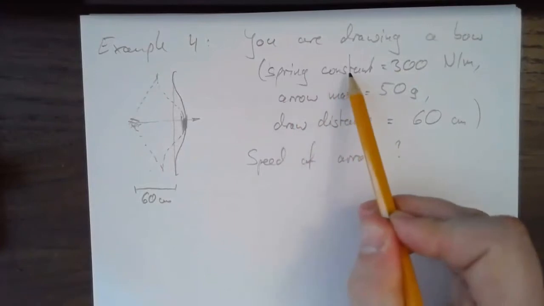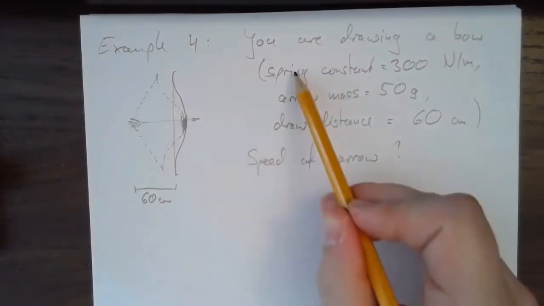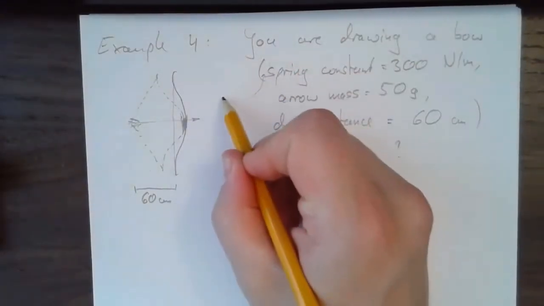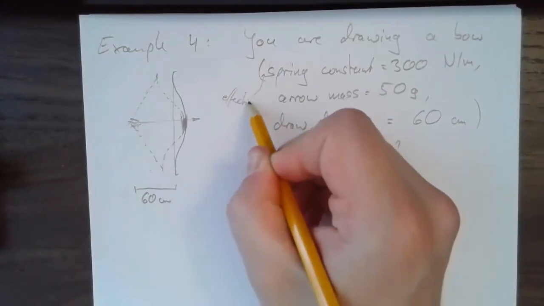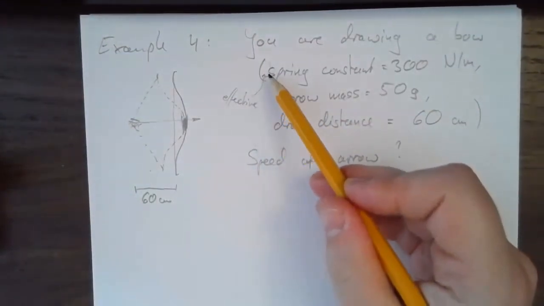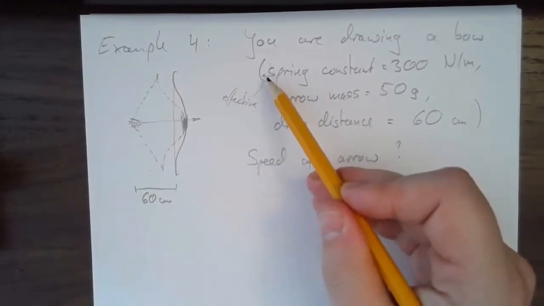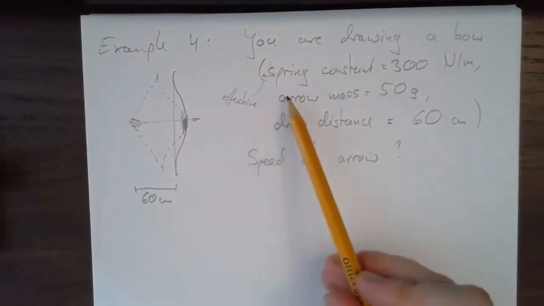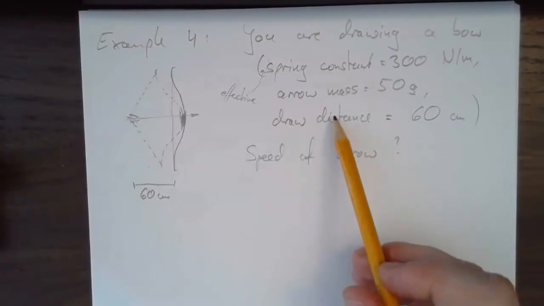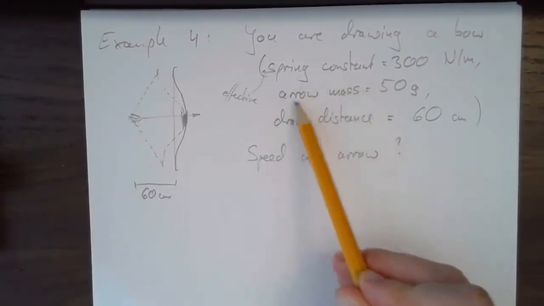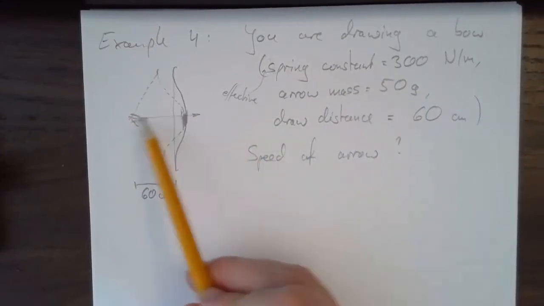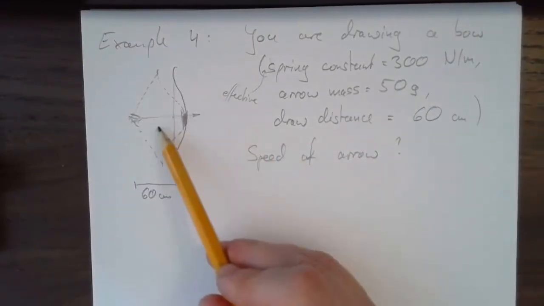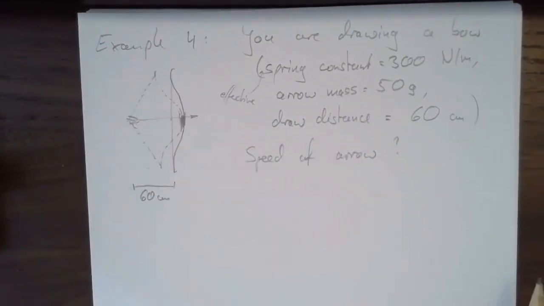We call this a spring constant, even though it's not a spring, it's a bow. Still referred to as the spring constant, or maybe we could call it more accurately the effective spring constant. Effective is a word in physics that means it acts just like a spring constant. It's effectively, mathematically, like a spring, at least a good approximation. We then imagine that the arrow mass is 50 grams and we're drawing it to 60 centimeters from the start. The question is, what's the speed of the arrow after you let go, after it's leaving the bow?